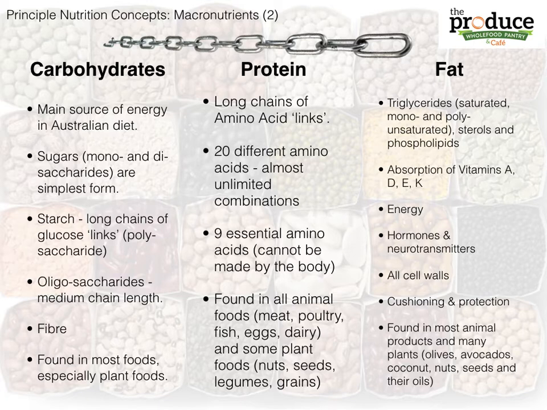Fats are also used as neurotransmitters in the walls of our cells, and they also provide cushioning and protection to our organs. And we find fats in most animal products, so all your meats, dairy, eggs, even seafood, as well as some plants like olives, avocados, coconut, nuts, seeds, and their oils.